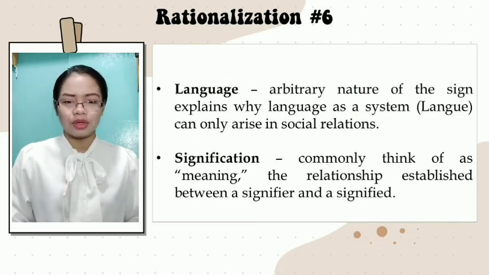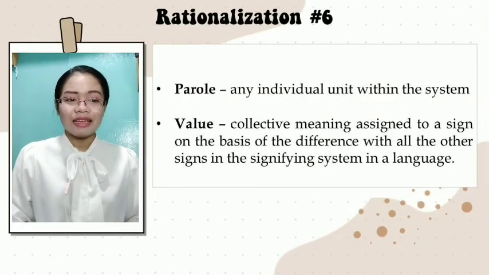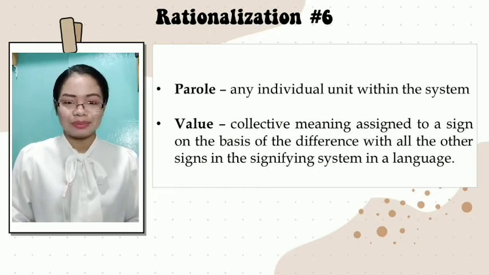So let's begin with language. Language, arbitrary nature of the sign that explains why language as a system, or langue, can only arise in social relations. That is language. On the other hand, signification is commonly thought of as meaning. It means the relationship established between a signifier and a signified. We also have parole, any individual unit within the system. And lastly, value. It is the collective meaning assigned to a sign on the basis of the difference with all the other signs in the signifying system in a language.